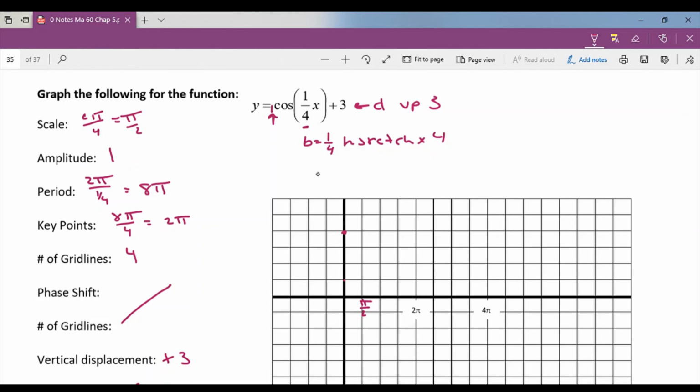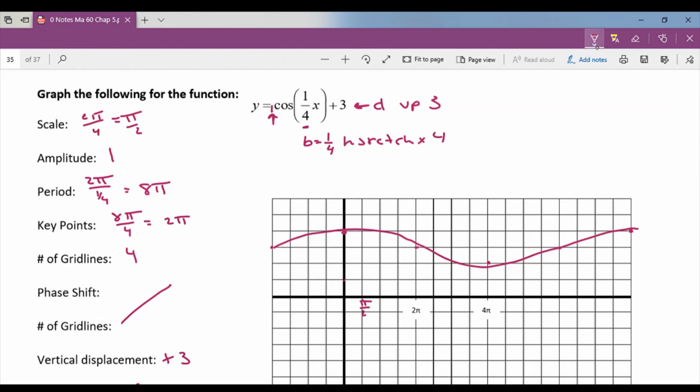So 1, 2, 3, 4 grid lines down to 0. 1, 2, 3, 4 grid lines down to 2. 1, 2, 3, 4 grid lines back up to the center line, which is actually 3, and 1, 2, 3, 4 grid lines I'm going to go back up to 4. And so then I'm going to repeat the cycle on the other side, 1, 2, 3, 4 grid lines to 3.